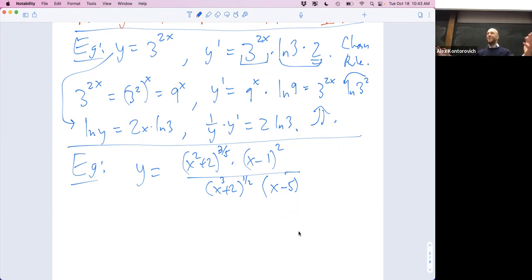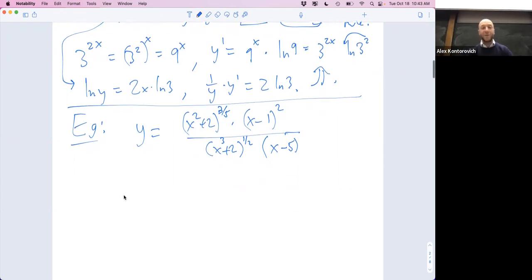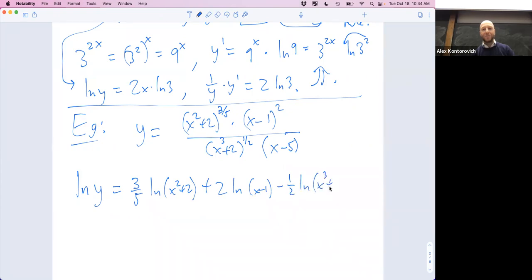But we have logarithmic differentiation. So if we take logs of both sides, watch what happens. Log of y, the log of a quotient is minus, yep, log of minus. So I'm going to get this plus log of this plus log of this minus log of this minus log of that. But what happens to logs of exponents? They come down. So watch this. It's 3/5 natural log of x squared plus 2 plus 2 natural log of x minus 1 minus 1/2 natural log of x cubed plus 2 minus natural log of x minus 5.